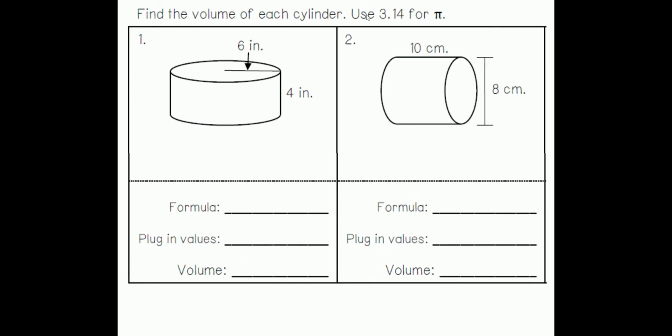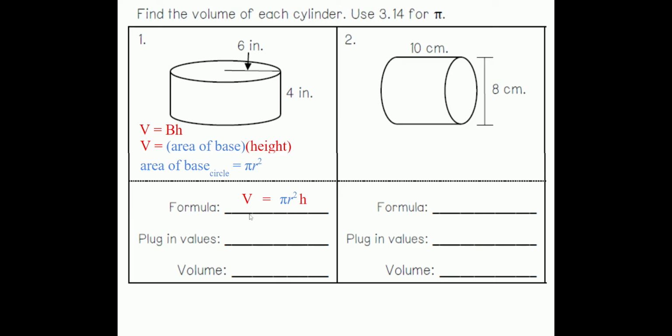So find the volume of each cylinder, use 3.14 for pi. So we've got a cylinder right here. They tell us the formula, which is volume equals big B times H. Now we know that big B refers to the area of the base, and the area of the base is a circle, and to find the area of a circle, it's pi r squared. So we're going to rewrite our formula. Volume equals big B, which is pi r squared, times H, which is our height.